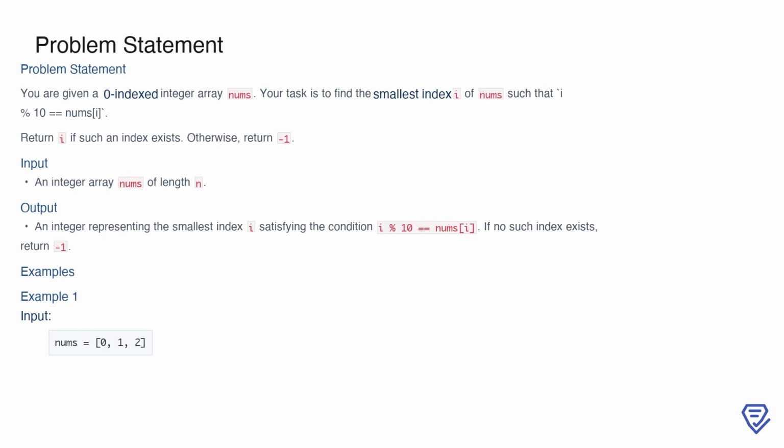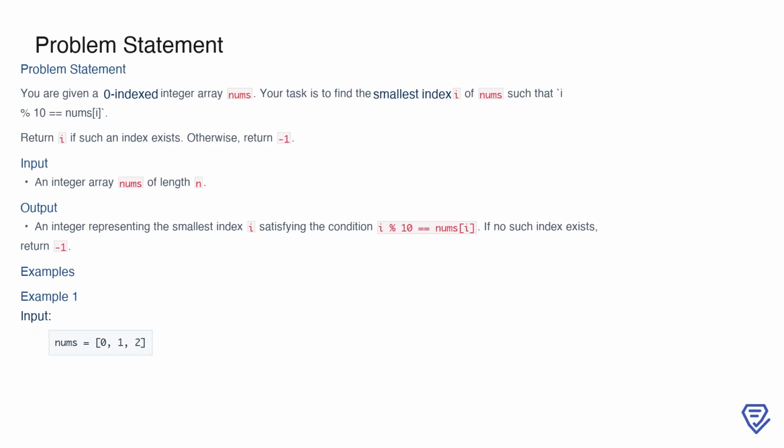In this problem, you're given a zero-indexed integer array called nums, and your goal is to find the smallest index i in the array that satisfies a specific condition. The condition is that i % 10 should be equal to nums[i]. Here, i % 10 means the remainder when the index i is divided by 10. If such an index exists, you return that index. If no index meets the condition, you return -1.